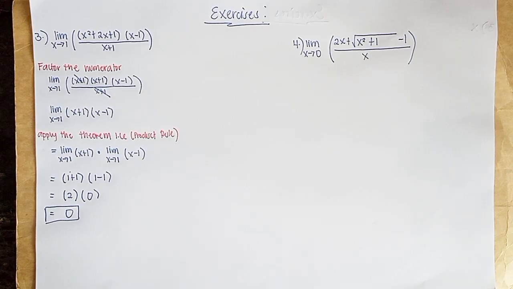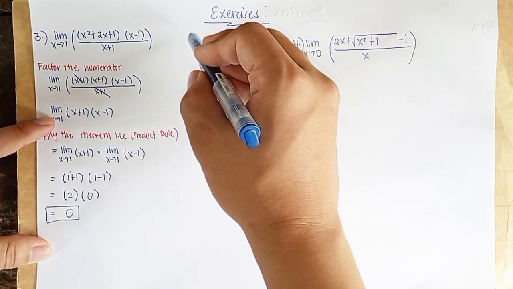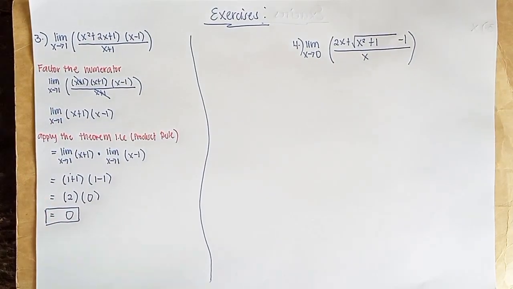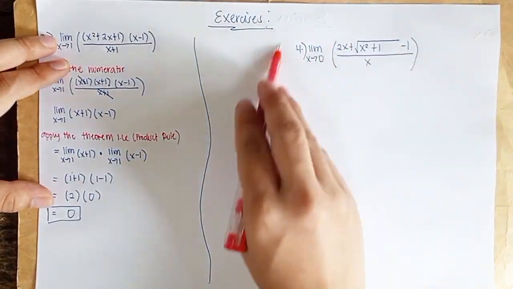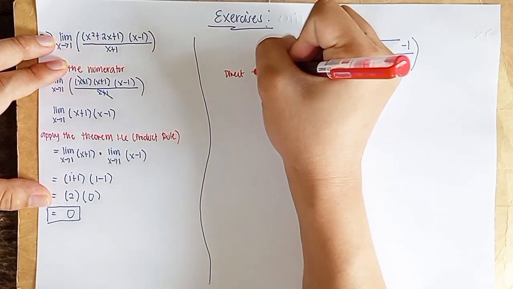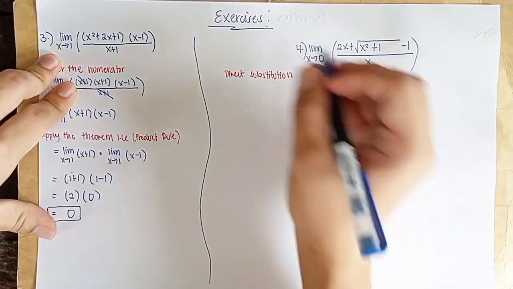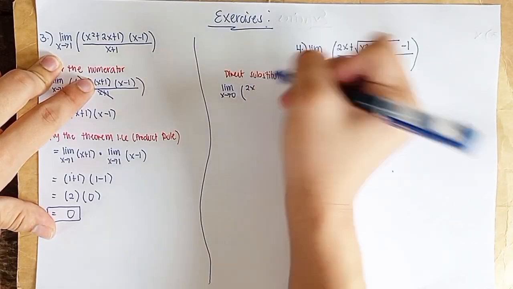Now the limit as x approaches 1 of (x squared + 2x + 1)(x - 1) over (x + 1) is equal to 0. So let's have exercise number 4, which is the limit as x approaches 0 of (2x + square root of (x squared + 1) - 1) over x. As you can see, we have to choose on how to calculate, direct substitution and also simplifying before we apply the limit.